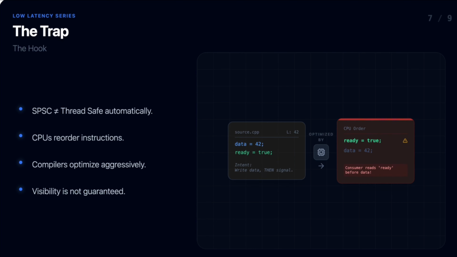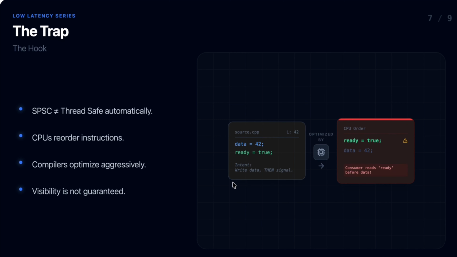Let's discuss CPU reordering. As you can see on the right side, we have a core where we have two variables, data and ready, where basically we are trying to write the data and signal that it's ready for consumption. But due to optimization done by the CPU and compilers, ready can be updated first and then the data is written later on. So in that case, the consumer can still see stale data.